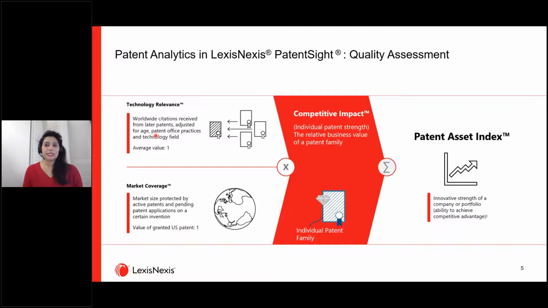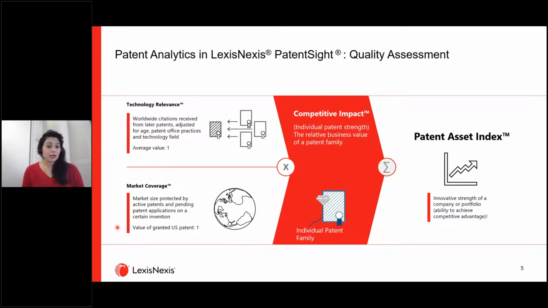The quality assessments are then generally done on two major factors. First is the forward citation based KPI called technology relevance, where the hypothesis is that if there is an invention that is technologically relevant and it has been protected by patents, it will be cited as a relevant prior art for subsequent patent applications. And you will see today how relevant that can be.